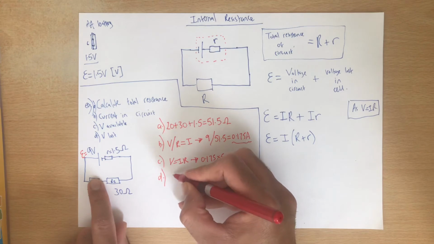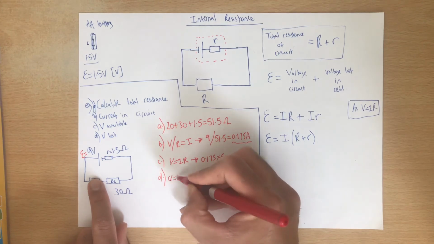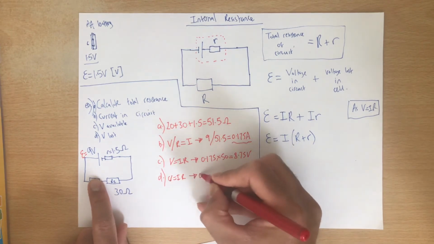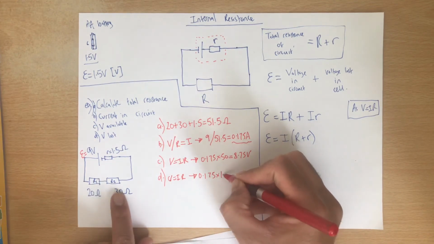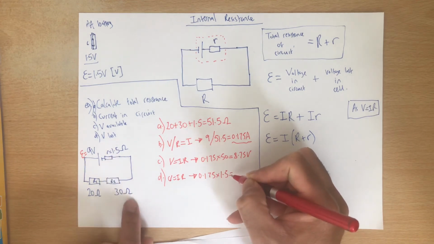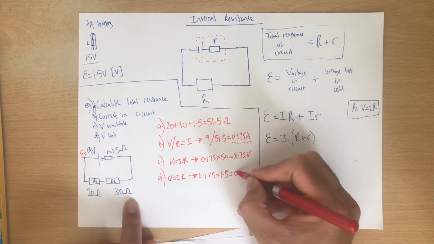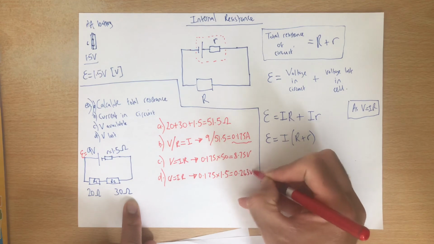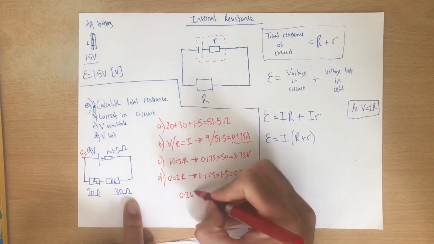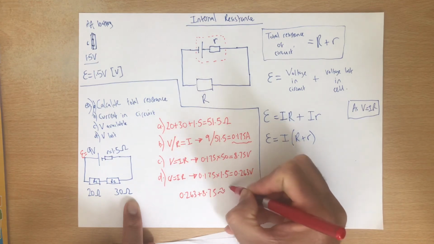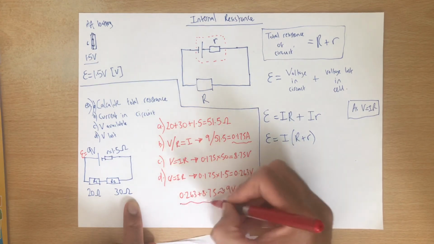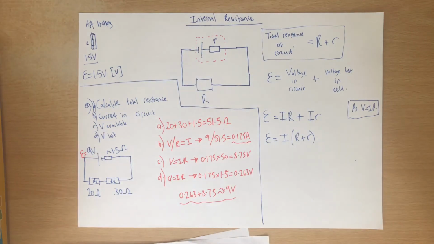So for part D, all I need to do is V is equal to IR, and then this time I've got 0.175 times 1.5, because that's the resistance of the cell itself. So we get 0.263 volts. So 0.263 plus 8.75 gives me around the 9 volts. There is a bit of a difference, and that's because of the rounding errors associated with this type of question. So that's just an example of how we can use internal resistance.